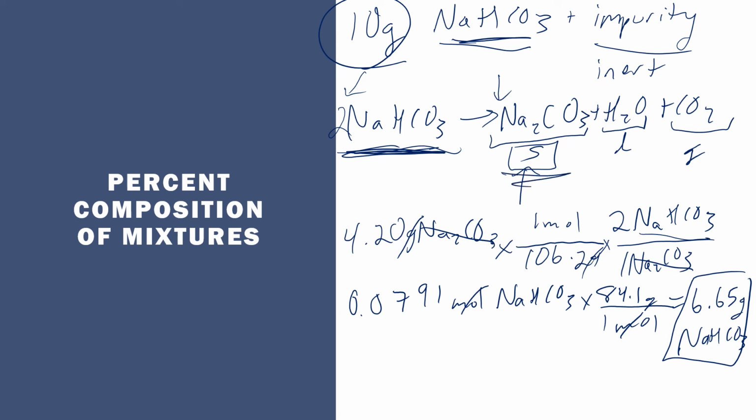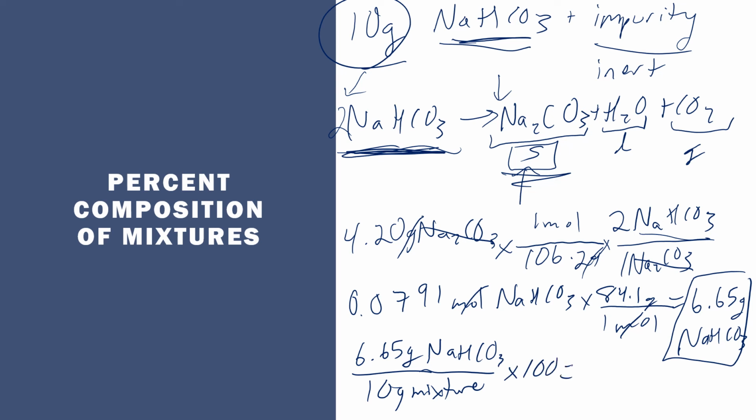And from there you could find a percent purity of that mixture. So if I take the 6.65 grams of the sodium hydrogen carbonate over the 10 grams of the mixture, and you should always label this NaHCO3, and then times 100 because it's a percent, you get that the mixture must be 66.5% baking soda, or percent sodium hydrogen carbonate, which means that the other 30-some percent must be the impurity.